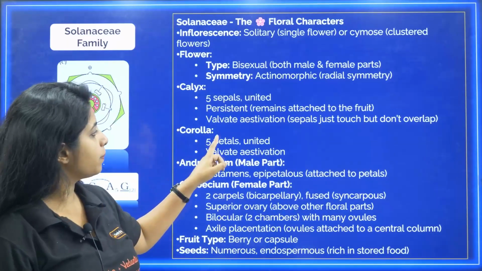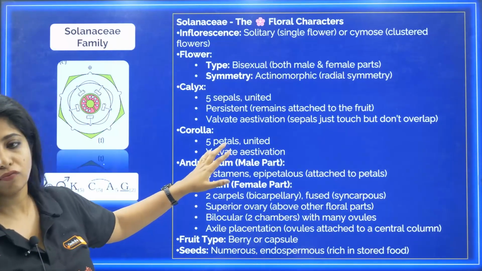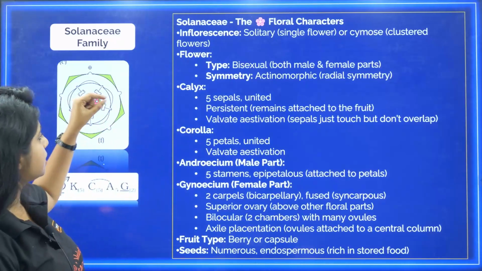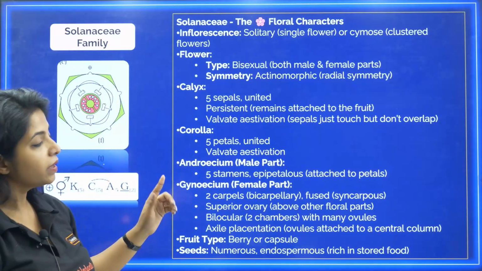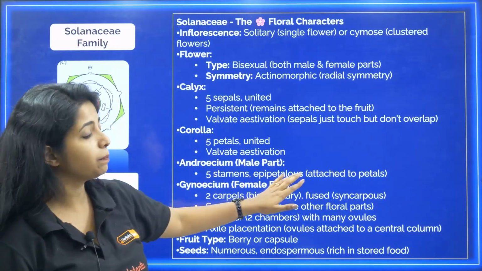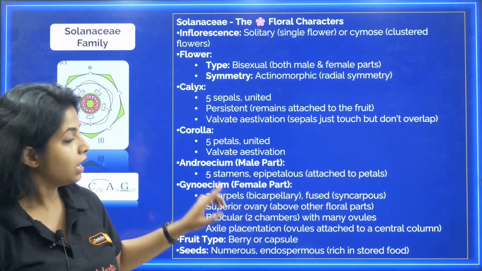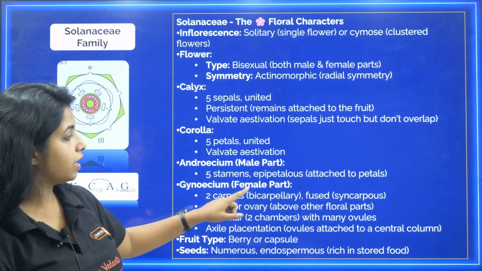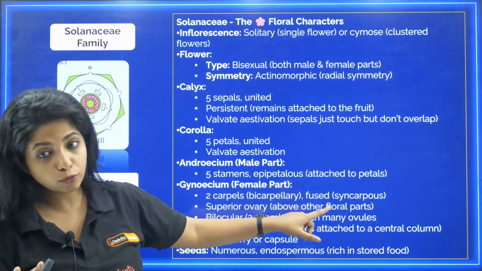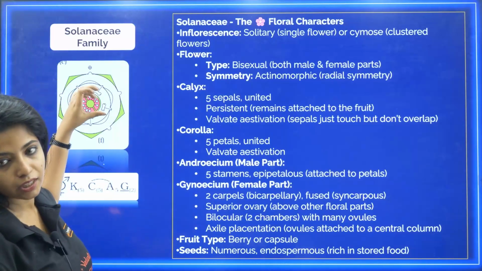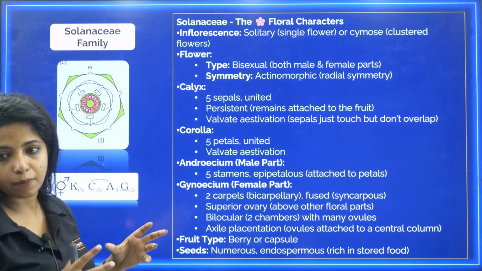Okay, corolla, 5 petals are there united. Here also they are showing valvate aestivation. Again, they are basically touching, not overlapping each other. Androecium, male part, 5 stamens are there, they are epipetalous, that means they are attached to the petals. Gynoecium, female part, 2 carpels are there, bicarpellary condition, and fused, that means they are syncarpous. They are showing what? Syncarpous condition when the carpels are fused.